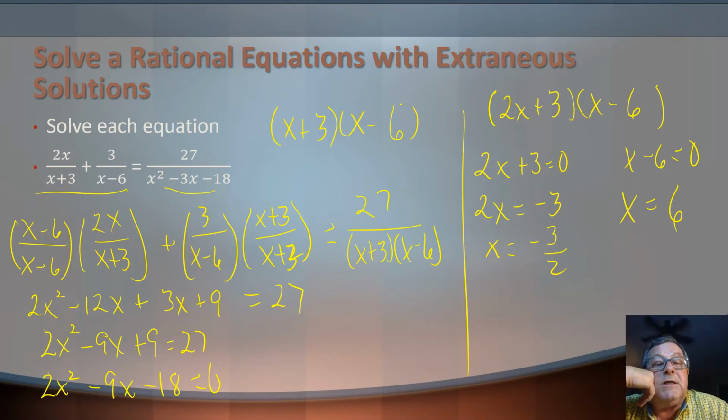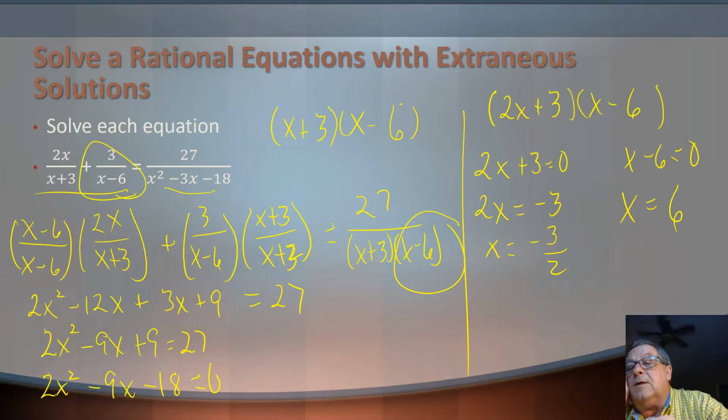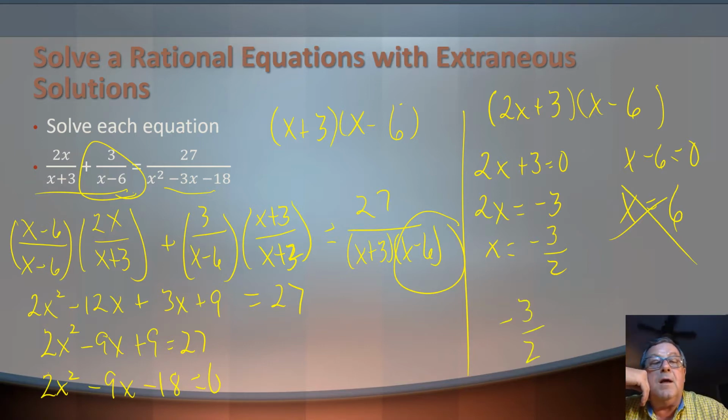6 minus 6, right there. Right there. That'd make that 0, and that'd make the whole thing go to 0, and it would make it all go to 0 right there. And so that is not a valid solution. So my only solution then is -3 halves.